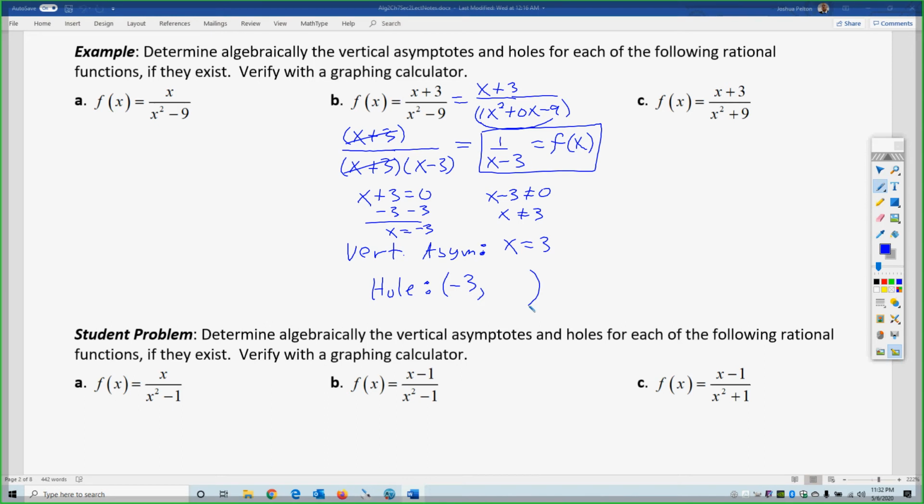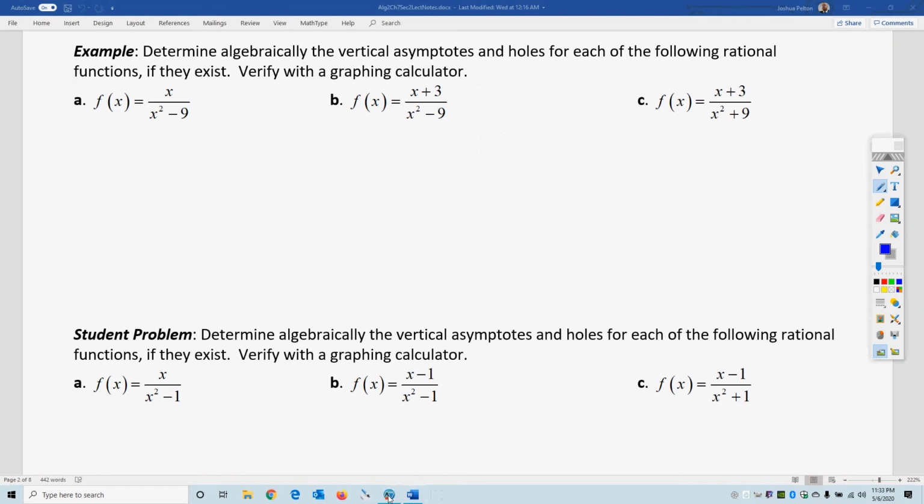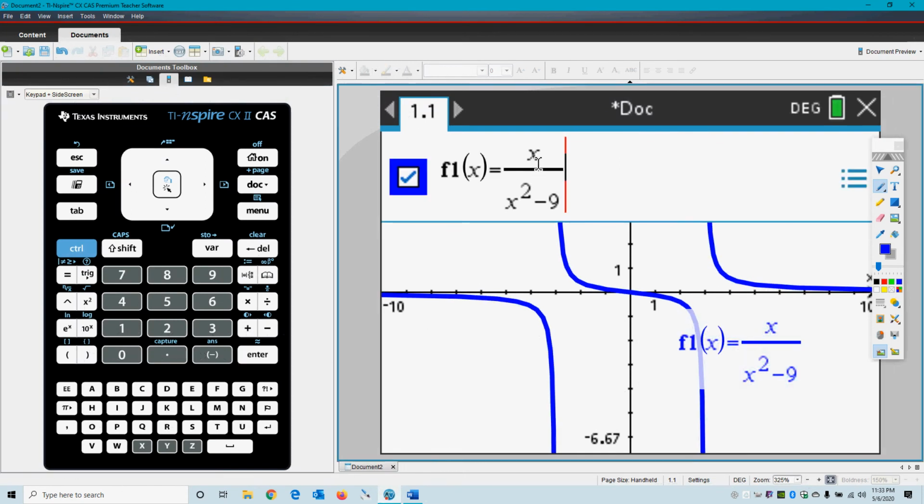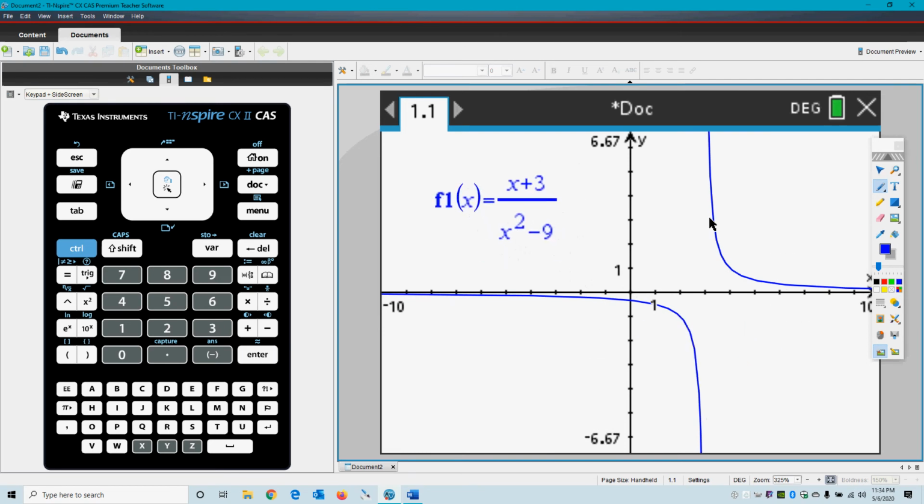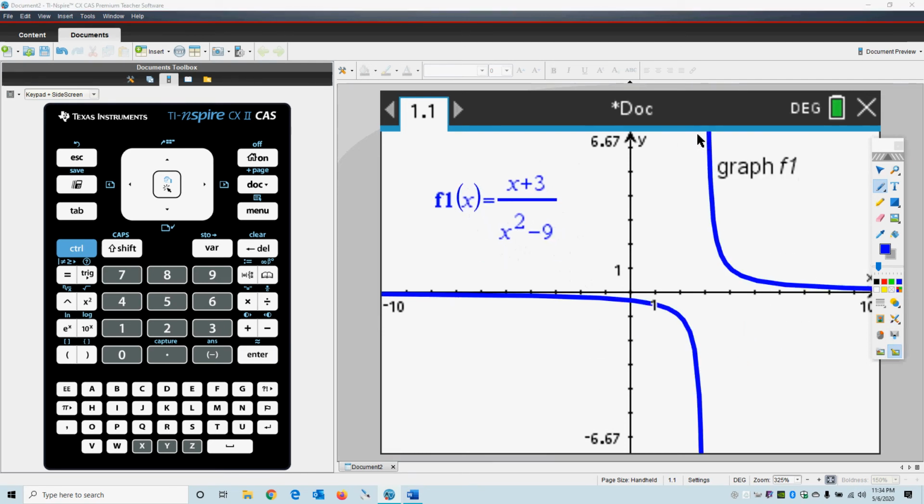So the question is, how do you get the other part, the y value, in the coordinate of the hole? Well, plug it into the new equation. You get 1 over negative 3 minus 3, right? Because I'm using, again, the final function. I get 1 over negative 6. Okay, so let's look at that on a graphing calculator. So this time we can just change this to an x plus 3 on the top. And we notice that we only get one invisible line vertical asymptote right here.